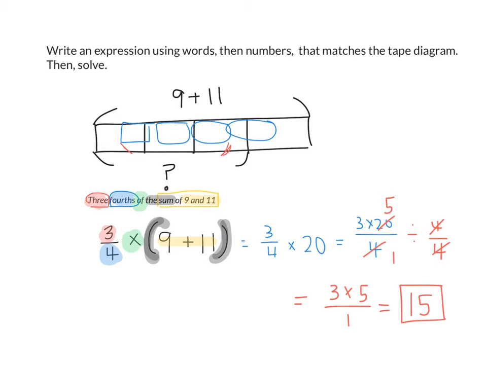Similarly, each part has a role in the tape diagram too. The 9 plus 11 is the whole thing. The sum of shows that we have to do that part first. 3/4, 3 is right here, and 4ths shows that there are 4 parts altogether. Do you guys see that?